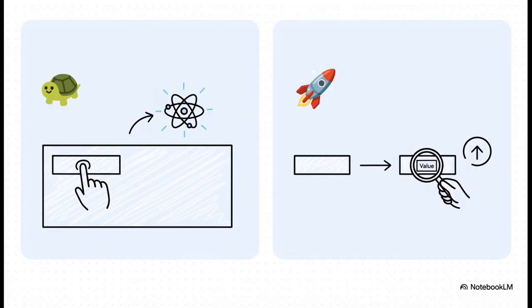Think about it like this. The old, controlled way is like having a manager watch your every move. You type a letter, React state has to know about it, and the whole component re-renders. It's a ton of overhead.